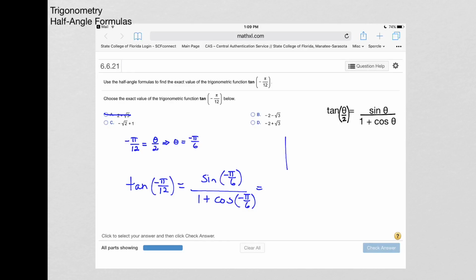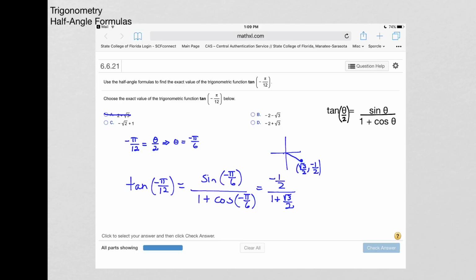I'll draw my unit circle. Negative pi over 6 is going to be about here, and this is square root of 3 over 2, comma, negative 1/2. So sine is negative 1/2. And in the denominator, we have 1 plus cosine of negative pi over 6, so that's going to be 1 plus square root of 3 over 2.